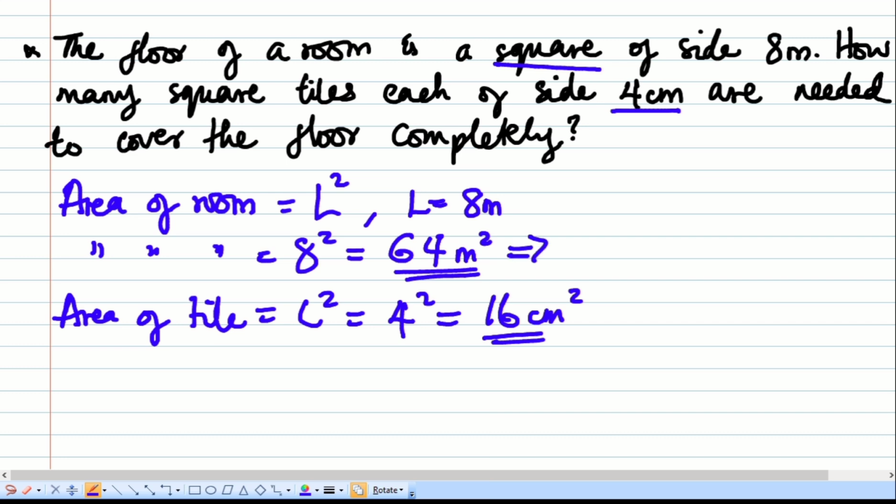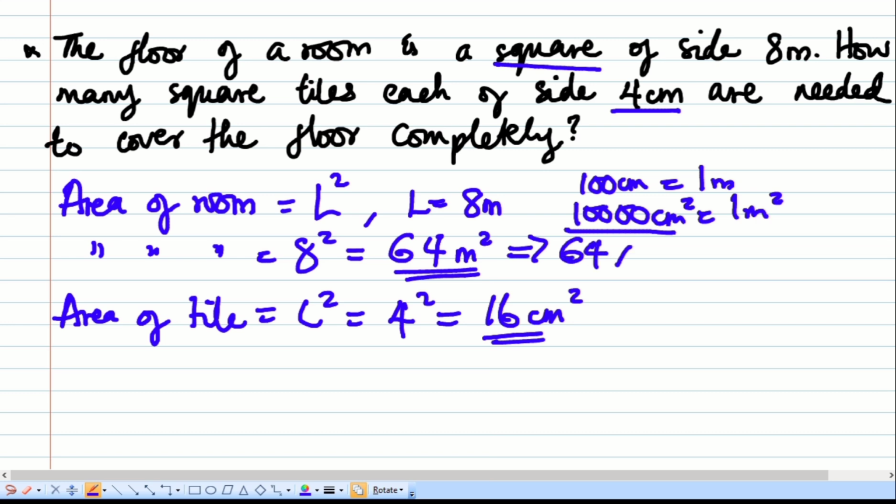We have that 100 centimeters is equal to 1 meter. If you have meter squared, that means you have 100 times 100, which is 10,000. That means 10,000 centimeters squared is equal to 1 meter squared. Know that conversion. If you square the meter, you also square the centimeter. To convert meter squared to centimeter squared, it is going to get bigger, since meter is bigger than centimeter. So we multiply by 10,000. We have 64 times 10,000.